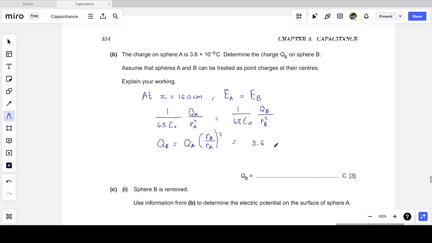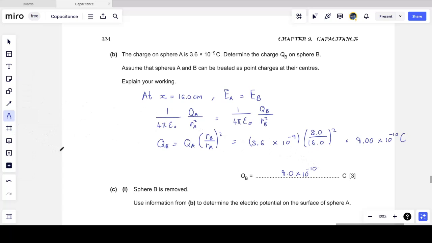So the charge on A is 3.6 times 10 to the minus 9 coulombs, which I've been given. The distance to the neutral point is 8 centimeters from B and 16 centimeters from A, all squared. And what I get is 9 times 10 to the minus 10 coulombs. So the charge on sphere B is 9 times 10 to the minus, not 9, but minus 10 coulombs, or 90 nanocoulombs.